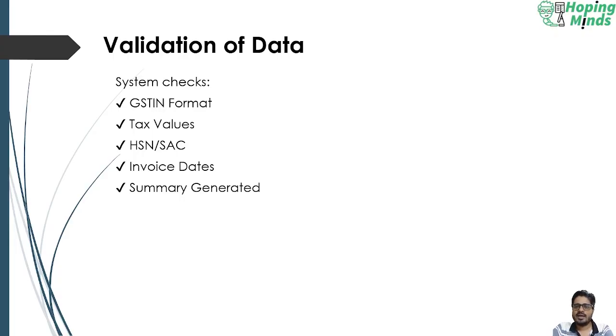Then HSN and SAC descriptions. The system validates the HSN and SAC descriptions as per the master. Then invoice dates. The invoice dates are also validated by the system, and the summary is finally generated by the system.